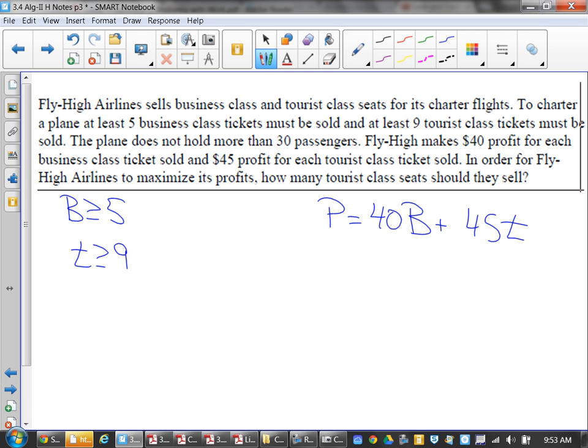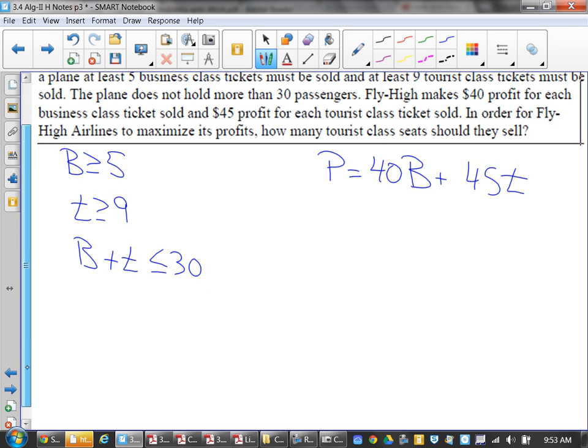Well, how many seats are on the plane? 30. So what do the 2 have to add up to equal? Less than or equal to 30. Less than or equal. Very good. Business plus tourist has to be less than or equal to 30. See how that worked? Okay. Do I have everything in there? Okay. Now we do what we did yesterday. You plot it out very simply to see your intersection values.